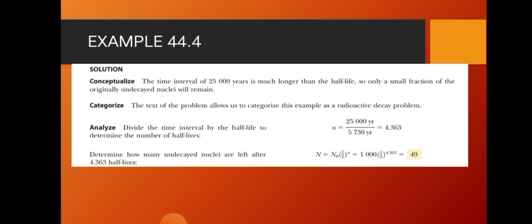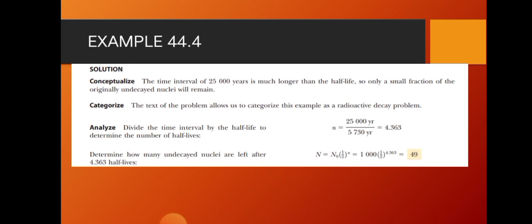So in order to solve this, we must first conceptualize. The time interval of 25,000 years is much longer than the half-life, so only a small fraction of the originally undecayed nuclei will remain. Categorize: the text of the problem allows us to categorize this example as a radioactive decay problem.